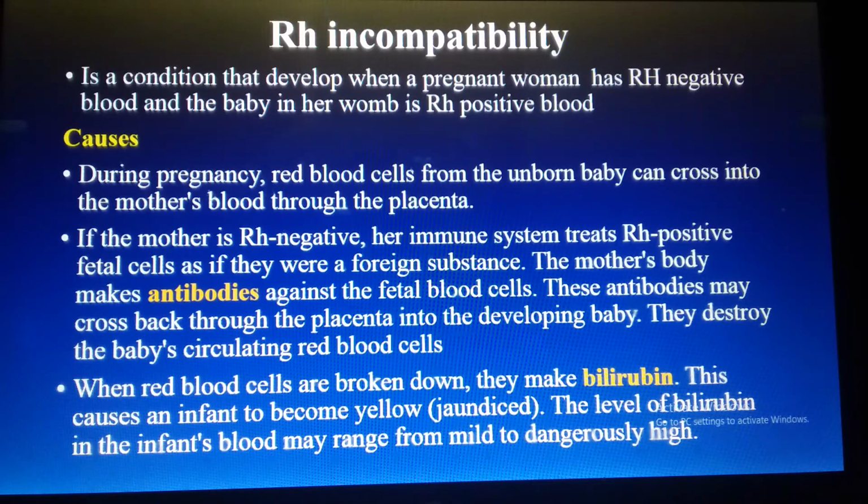In both cases, it can prove dangerous and lethal for the newborn baby. The baby may die, or may be born, but in both cases you can see the child will be affected. So this is the Rh incompatibility.